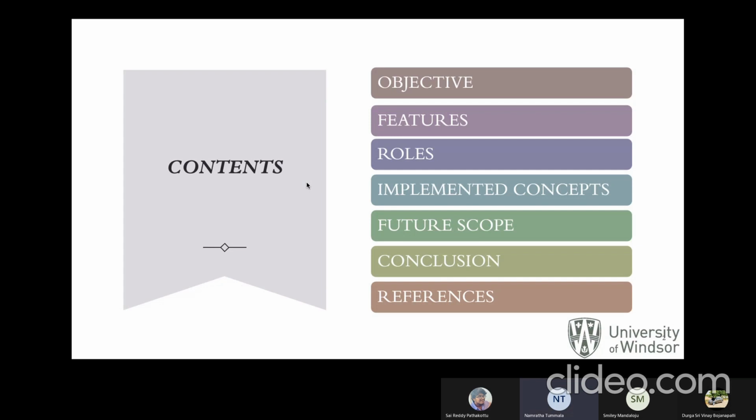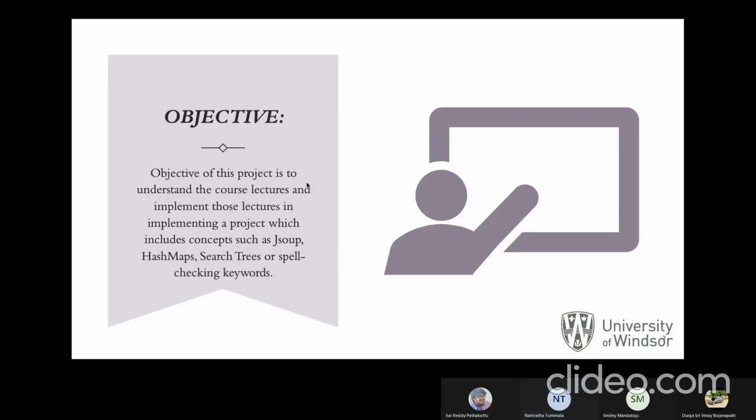Today we are going to present our project, a search engine called Surfer. The contents of our presentation: objective, features, roles, implemented concepts, future scope, conclusion, and references. The main objective of this project is to understand the course lectures and implement them in our project, which includes concepts such as JSoup, hash maps, search trees, and spell checking keywords.